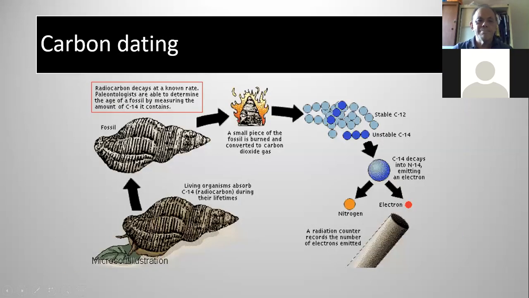Okay, so when it dies, right? When it dies, then it starts to decay. So we can roughly estimate from the date the animal died to the present day by measuring the ratio of C14 to C12, and then comparing to the ratio of C14 to C12 that is present today.